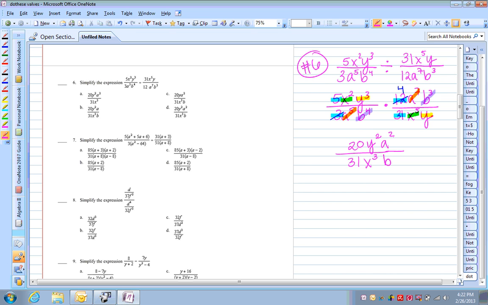And I look over at my answer choices, and it looks like my answer matches answer choice D. So the answer to number 6 is D. All right, number 7, moving on.